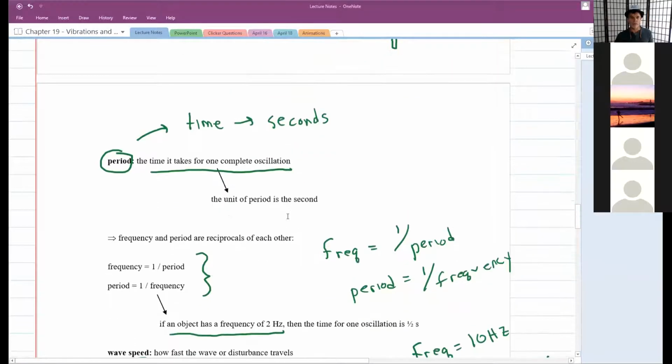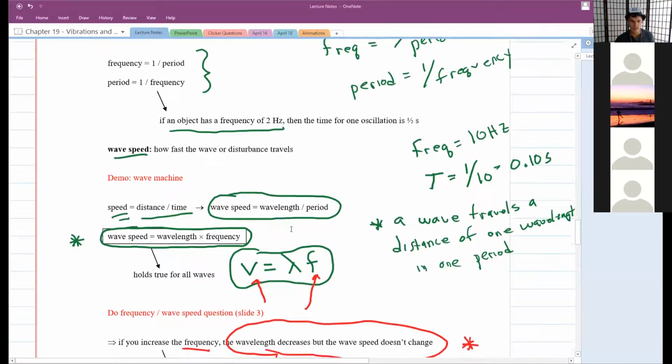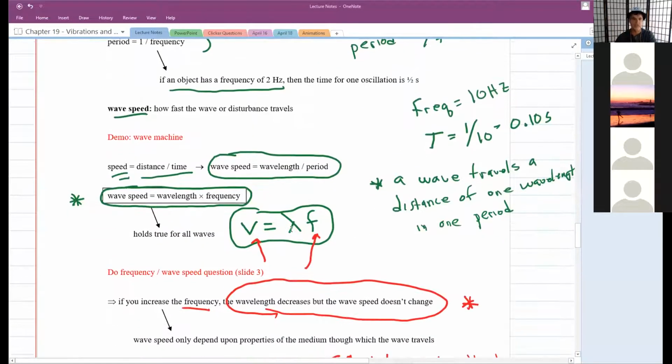And so period is basically how long it takes for one complete oscillation. But the big equation I want to talk about right now is just this: wavelength times frequency equals wave speed. This is the big equation that applies for all kinds of waves.